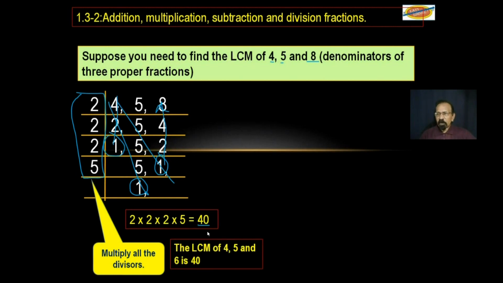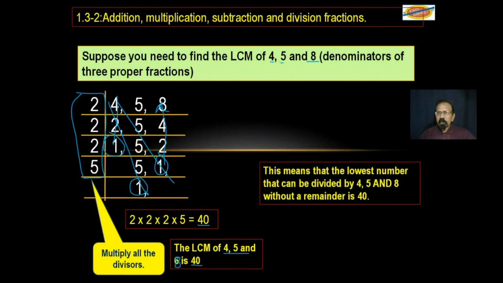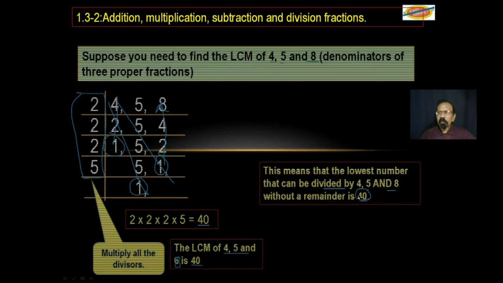So the LCM of 4, 5, and 8 is 40. That means that the lowest number that can be divided by 4, 5, and 8 without a remainder is 40.